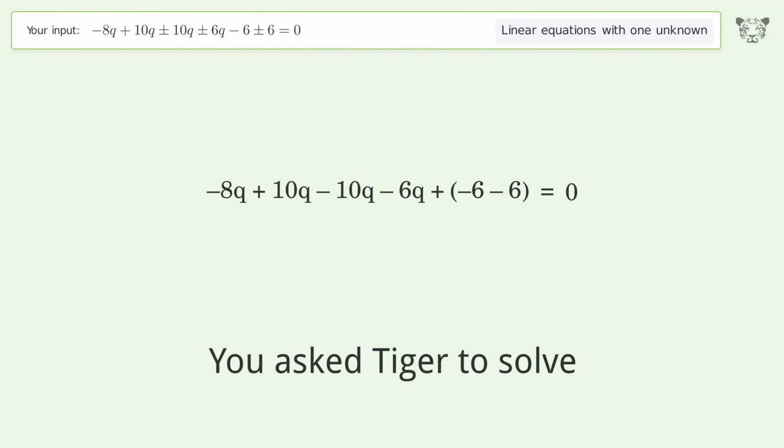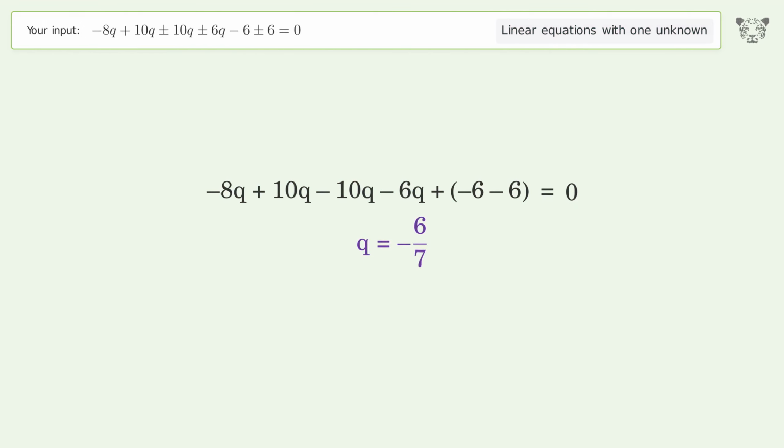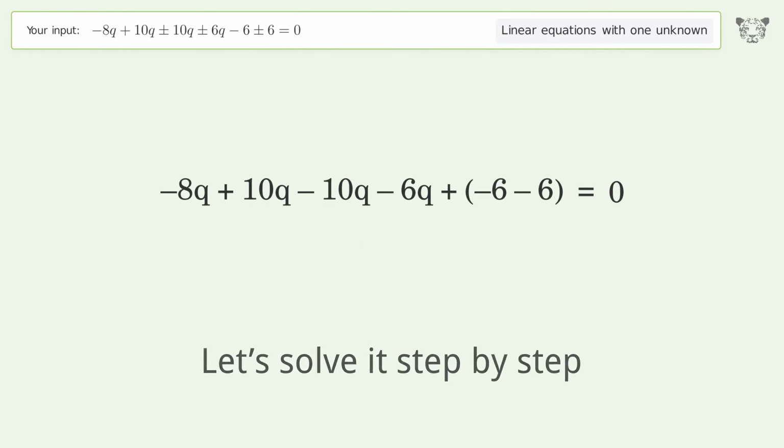You ask Tiger to solve. This deals with linear equations with one unknown. The final result is q equals -6/7. Let's solve it step by step.